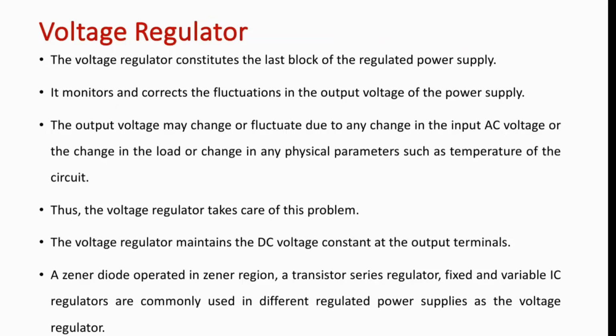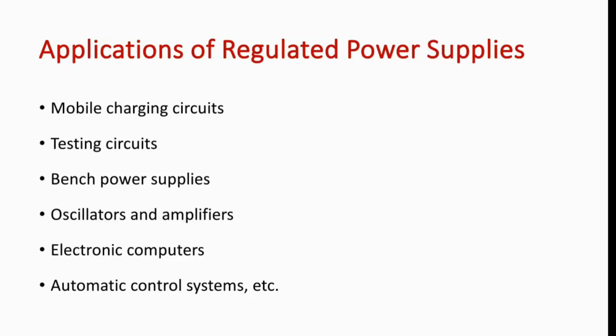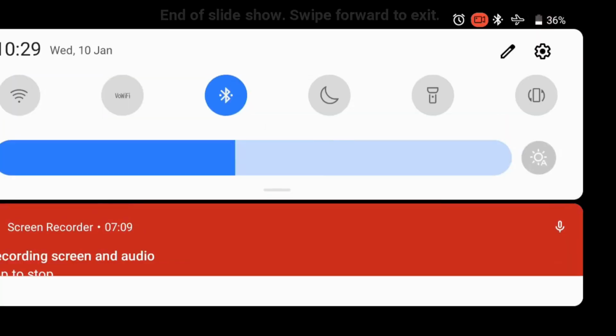Now the next component is the voltage regulator. The input of the voltage regulator is from the filter circuit. The voltage regulator is the last block of the regulated power supply. It monitors and corrects the fluctuation in the output voltage of the power supply. The load is changing periodically or instantaneously, so depending upon the load changes, the regulator monitors continuously what the level of load is at that instant of time.